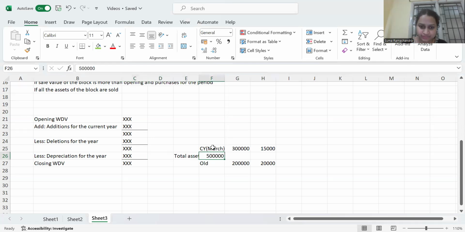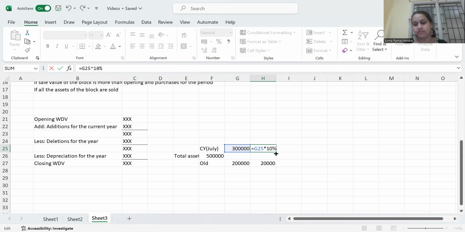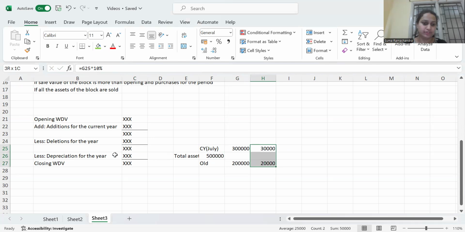Now, imagine if this asset was bought in the month of, say, July. If I bought this asset in July, now what will happen? That means this asset I've used for more than half of the year. That is, the asset is bought before September 30th. So here I'll not be doing 1 divided by 2. I'll just keep it this way. The total of this will become depreciation for the period.